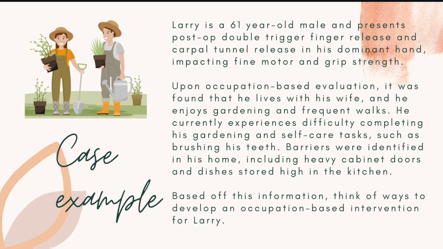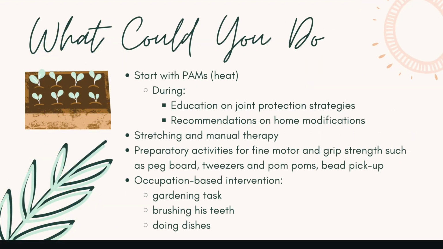Based off this information, think of ways to develop an occupation-based intervention for Larry. If you would like, you could pause the video while you come up with your ideas. Your ideas might look different than what we came up with, but this is one example of how OBP could be applied with Larry. To start, we would use heat to increase circulation, reduce pain, and improve joint mobility within his hand. During this 5 to 10 minute PAM unit, we will educate Larry on joint protection strategies and recommend home modifications to help facilitate self-care, home management, cooking, and gardening tasks.